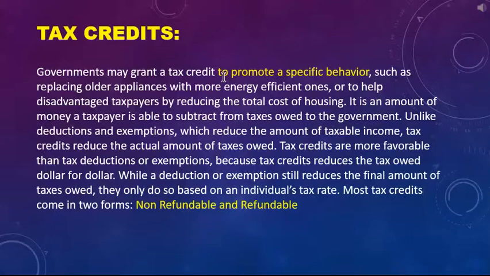So tax credits are more favorable than tax deductions or exemptions because tax credits reduce the tax owed dollar for dollar, while a deduction or an exemption will reduce the final amount of taxes owed. They only do so based on an individual's tax rate. Most tax credits come in 2 forms. You got the non-refundable and the refundable.